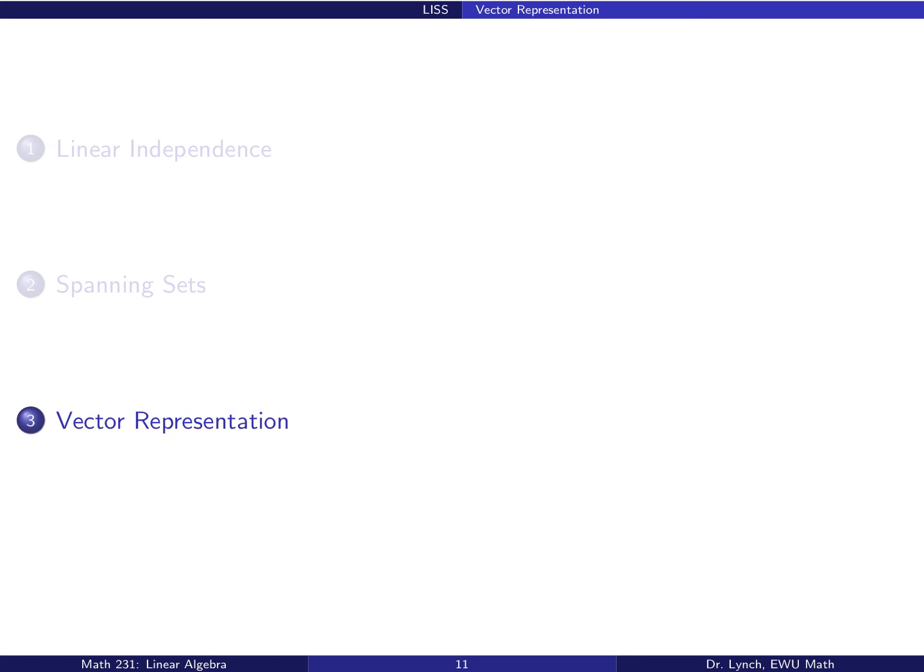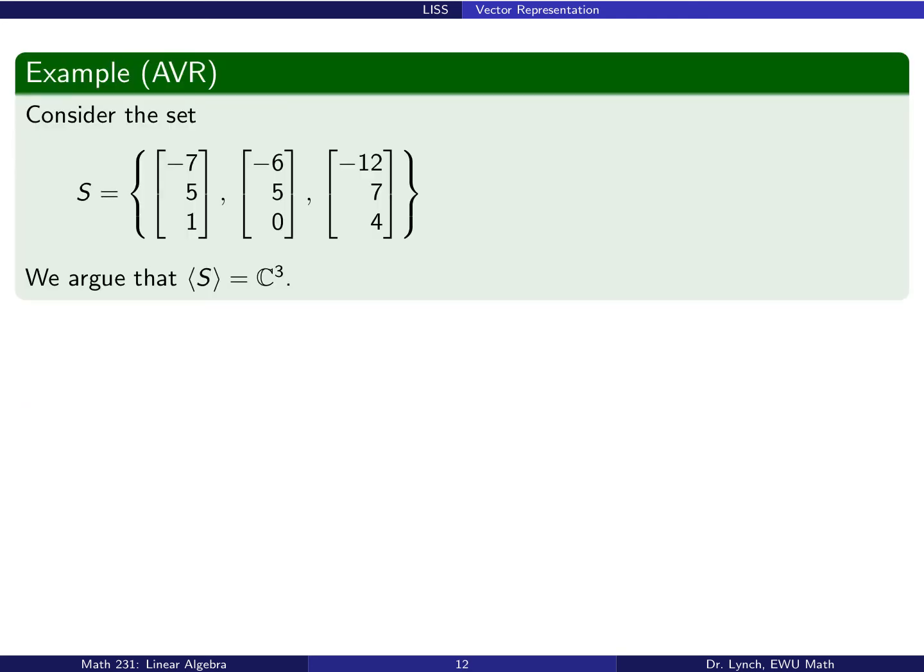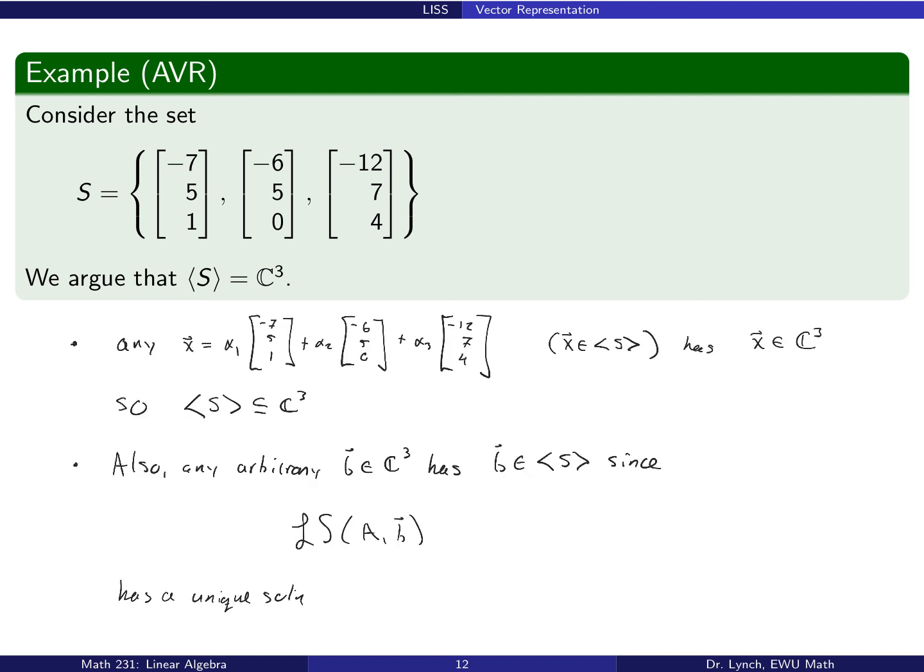Okay, so the last thing I want to talk about is vector representation. One thing we can do is think about a set of three vectors here. This is just an example, and we'll argue that the span of this set is all of C3. The way we'll do that is, again, by set equality. Certainly anything in the span of S is an element of C3. Again, usually that first part is pretty straightforward. However, any arbitrary B that's an element of C3 has B in the span of this set of vectors.